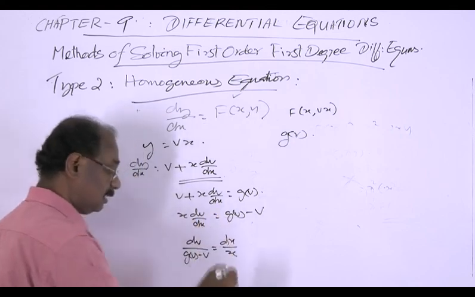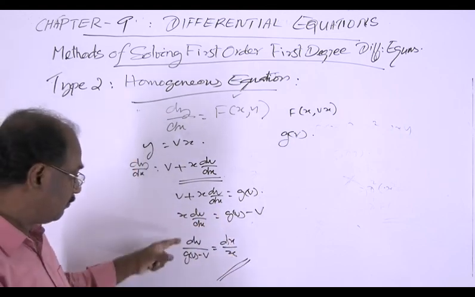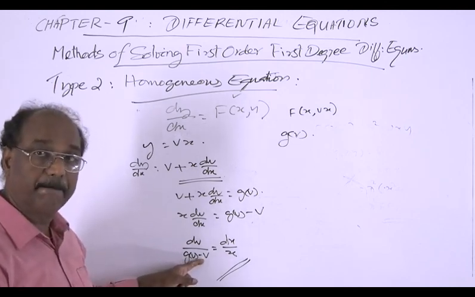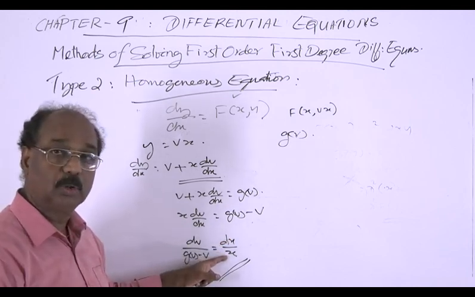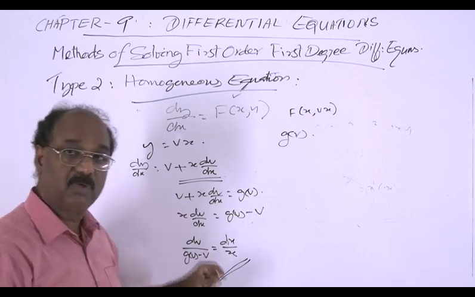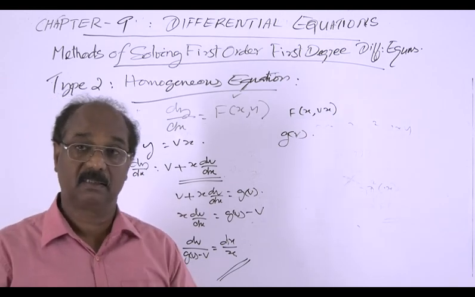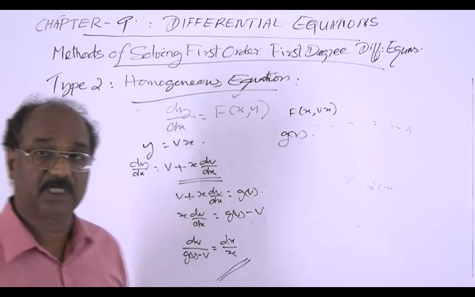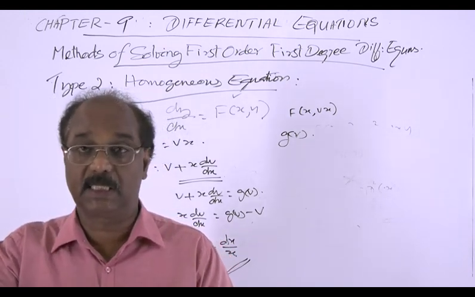And this is variables separated. Together with dv, we have a function of v alone. Together with dx, we have a function of x alone. So this is variables separable form. The variables are separated, so we can integrate and obtain the solution. So that is the method.